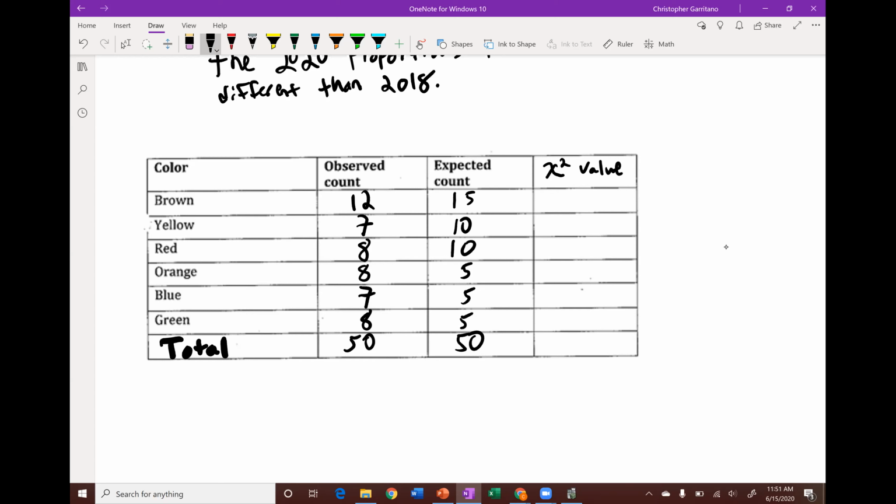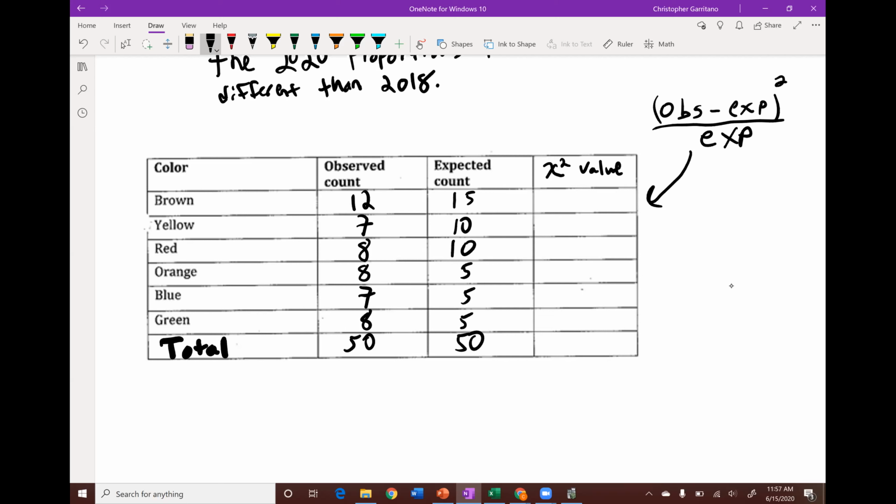Okay, and so in order to do this, we have to first calculate something called the chi-squared value. For each color, we will do the observed minus the expected. We're going to square that term, and we're going to divide by the expected. So for each one of these individual colors, they will have their own chi-squared value. Essentially, it's measuring how different the observed values are from the expected.